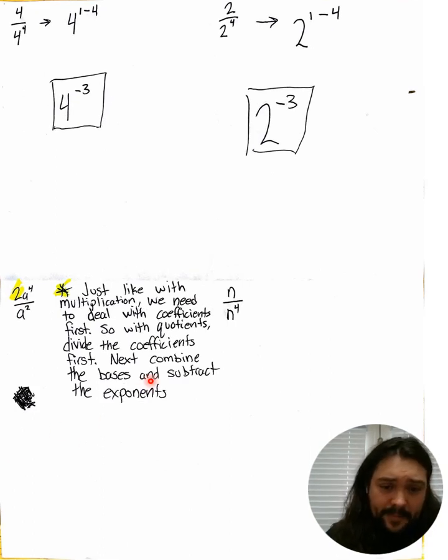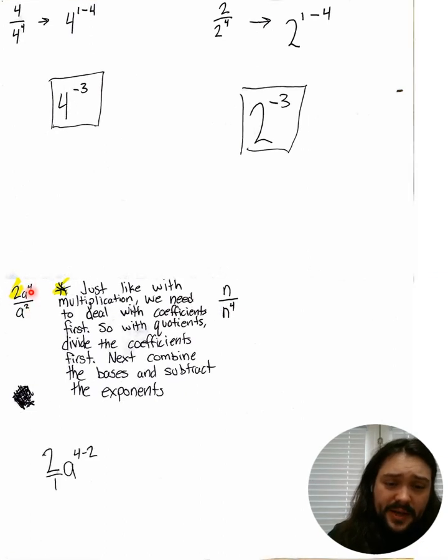Okay, the next step will be to combine the bases and subtract the exponents just like we did up here. So let's do the division first. So 2 is the coefficient on the top, 1 is the coefficient on the bottom, so just 2 over 1. You don't really have to write the 2 over 1. This is just to show you if you wanted to, that's how it is.